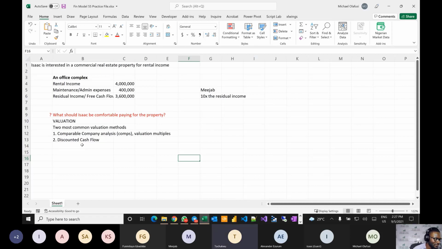Personally, I think it's quite subjective because it depends on the location of the property. So, for instance, if I have a property on the island like VI and I have a property on the mainland like Festac or somewhere, the prices will differ. So I think it depends on the property. Then you also look at the buildings or houses in those areas.